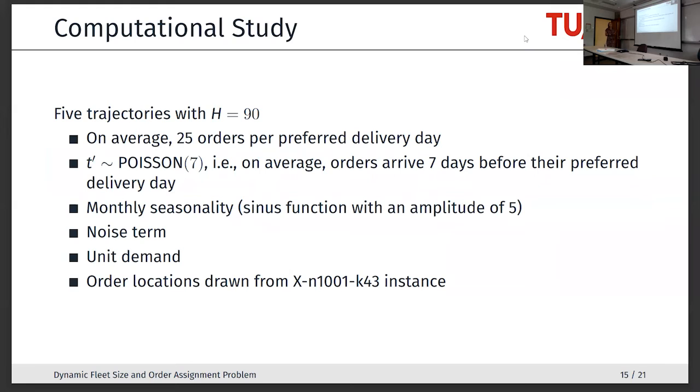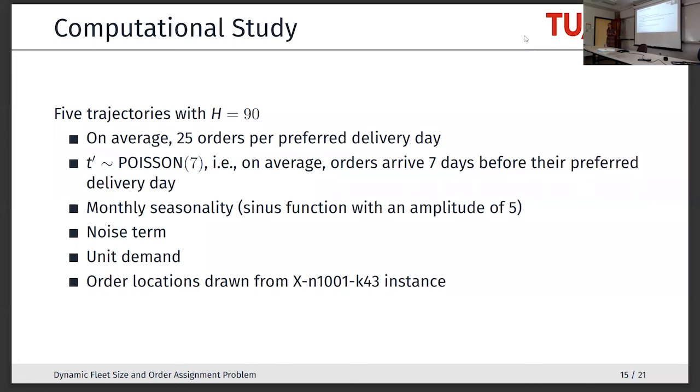So let's move on to the computational study. We consider 5 trajectories with a simulation horizon of 90 days. On average, we have 25 orders per preferred delivery day that are then arriving on average 7 days earlier. And we consider monthly seasonality by using a sinus function with some amplitude to simulate that. We also included a noise term to make it less predictable.